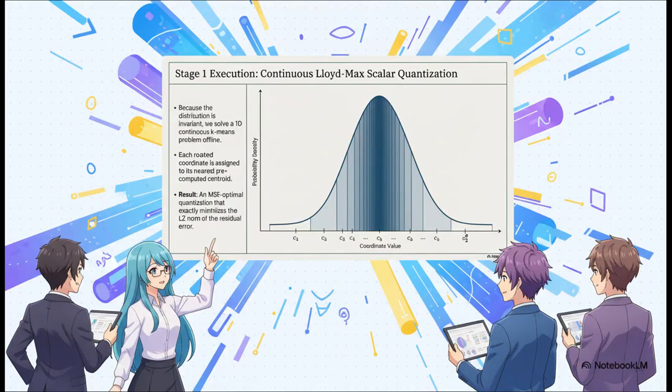It's a way to take any messy, chaotic input and make it orderly and predictable. And because we've now forced all our data into that perfect bell curve, we can do all the hard work ahead of time. We use a classic technique to pre-compute the ideal bins, or centroids, for that specific distribution. So when the actual data comes in, the process is lightning fast. You just take each coordinate and snap it to the nearest pre-computed bin. And bam, that gives you your distance optimized, your MSE optimal result.